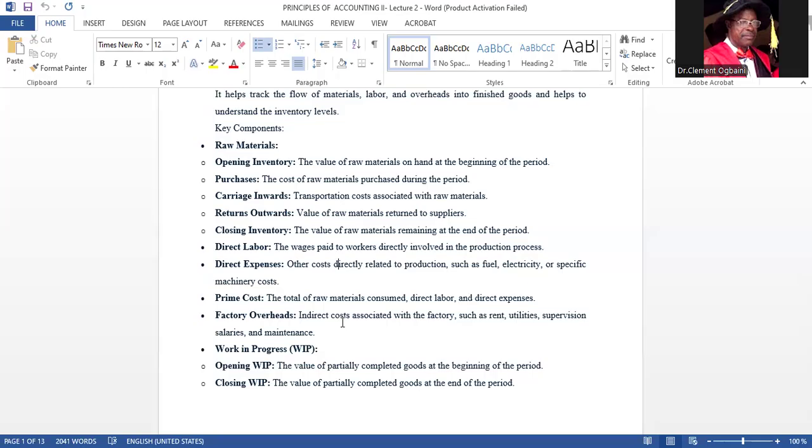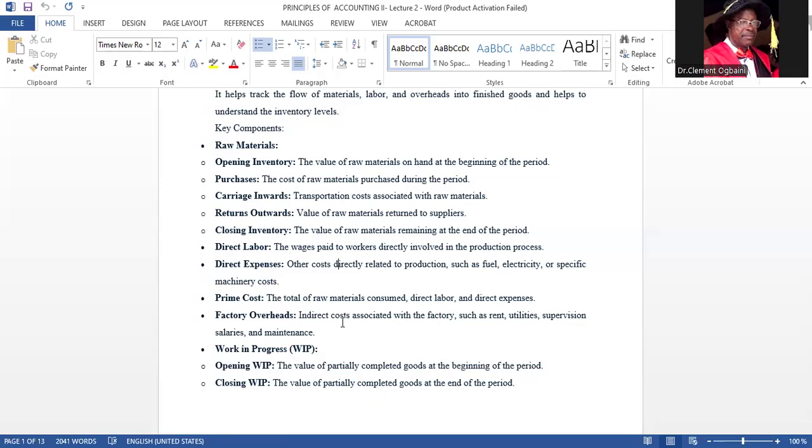But we have indirect material. You cannot easily quantify the light and energy that you will need to produce a certain quantity of blocks. If you are using a generator or you pay the NEPA bill, can you trace the NEPA bill you paid to the quantity produced? It is not possible. Yes, you incurred it, but it is not traceable to the quantity produced. That is why we say those ones are indirect.